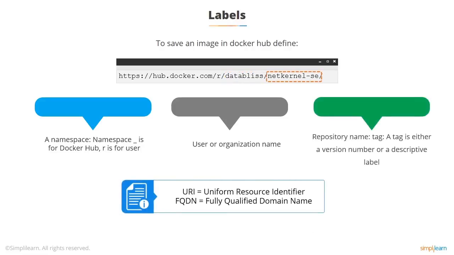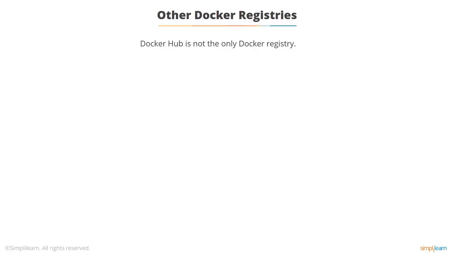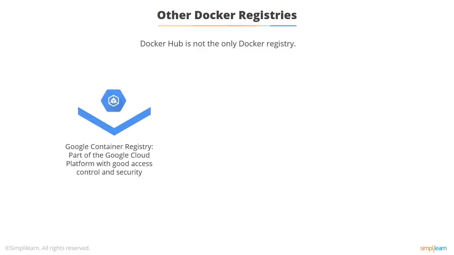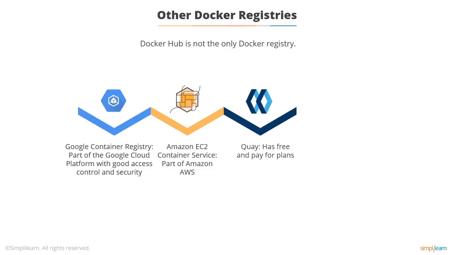It's not the only one. There are several. Google has the container registry as part of the cloud platform. It's got good access control and security. Amazon have got the container service. There's an organization called Quay, which has got free plans and pay-for plans. You can set up your own registry, and there are others as well. So anybody can set up a registry if they wish to.